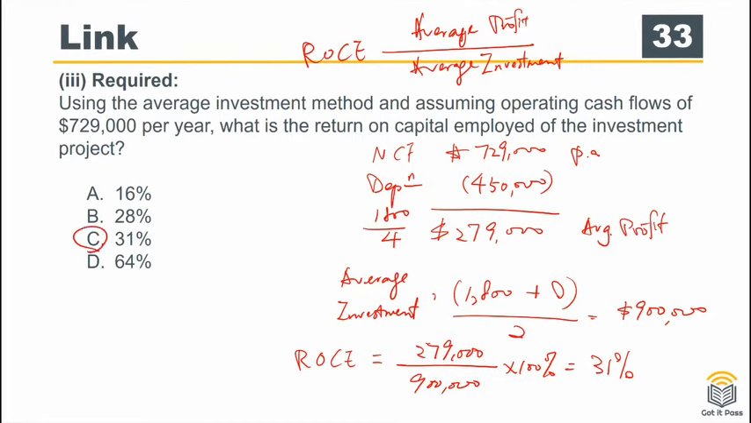All right. So again, this question is asking you about the return on capital employed by using the average investment method. So to remind you, remember the formula and how to get the average profit and also the average investment.